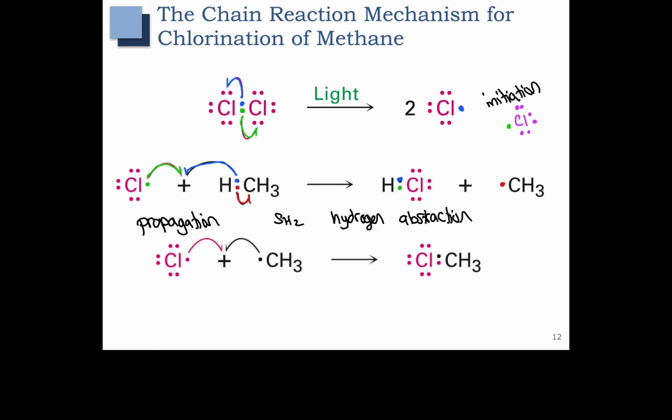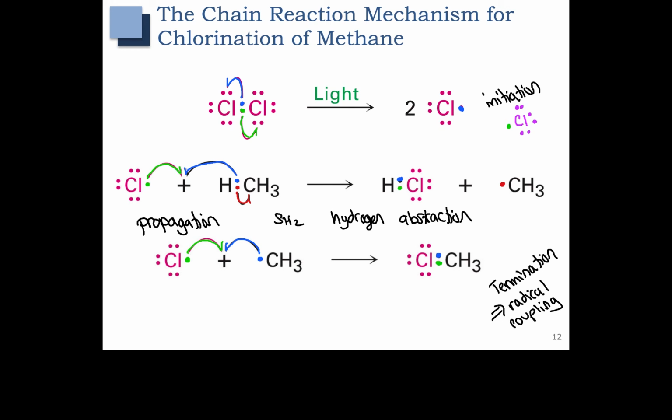Our last step, which is a termination step in that we're terminating the chain, also is a radical coupling step, where we have two radicals coming together to form a species with no radicals. So we can see chlorine radical coming over here to donate one of the electrons in the carbon-chlorine bond. And the other electron, this blue electron here, comes from methyl radical. So this is generally how we would draw out this mechanism.